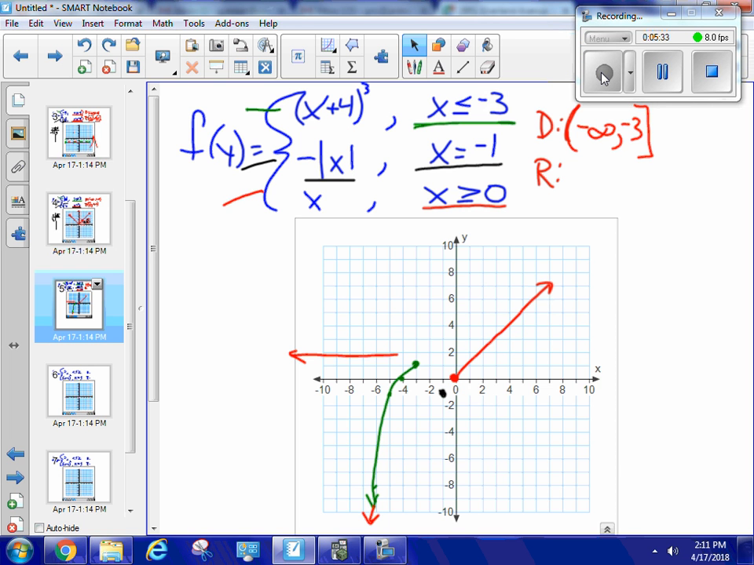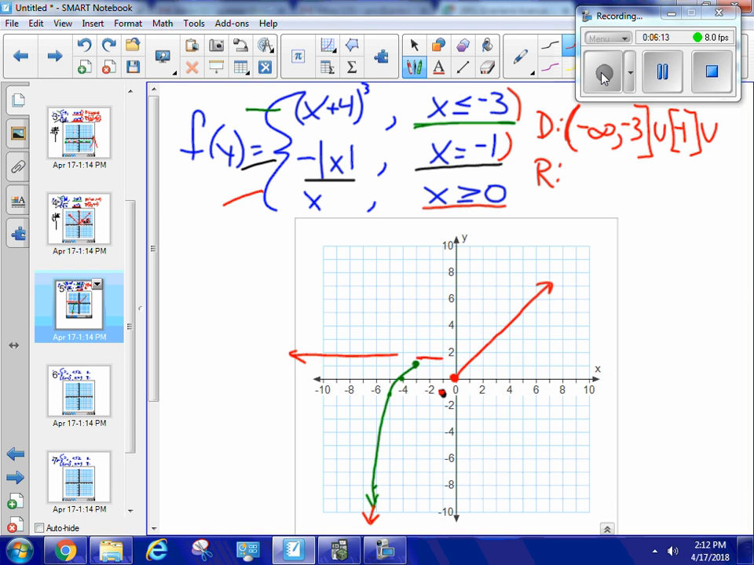The reason I break it off there is because I can see that I have a gap in my domain right here. From negative 3 all the way up to negative 1, I have a gap. I go everything less than negative 3. It doesn't say anything about negative 2, and it just goes all the way over to negative 1. So negative 1 is included in my domain, but it's only a single dot. That's all it is. So union negative 1.